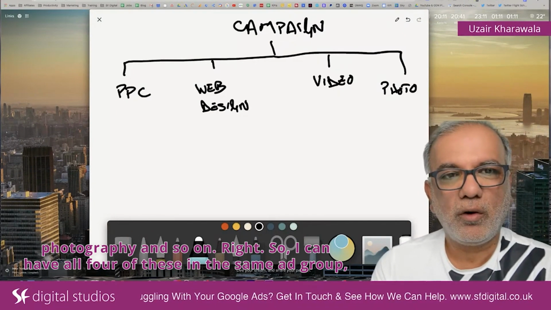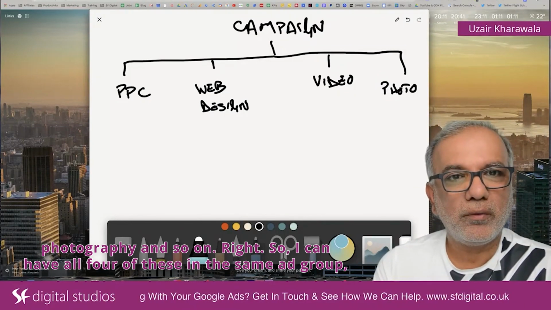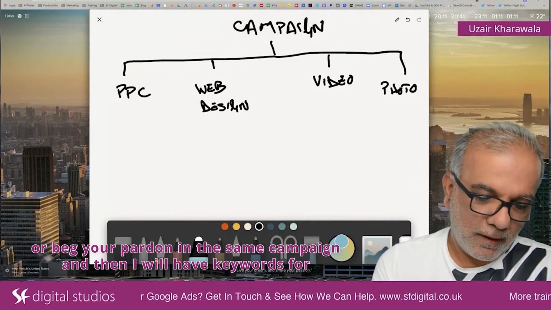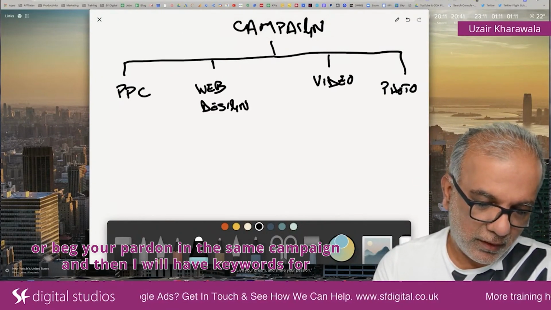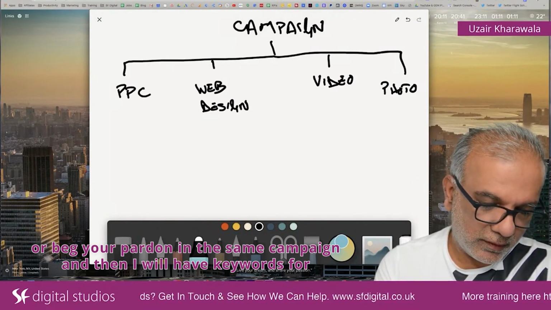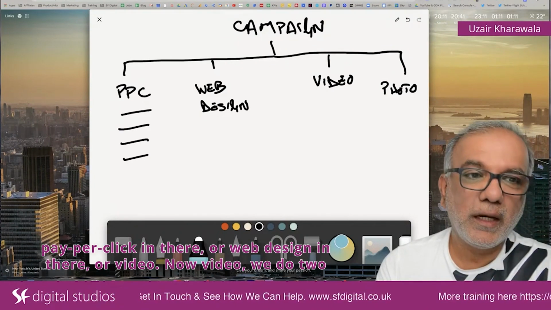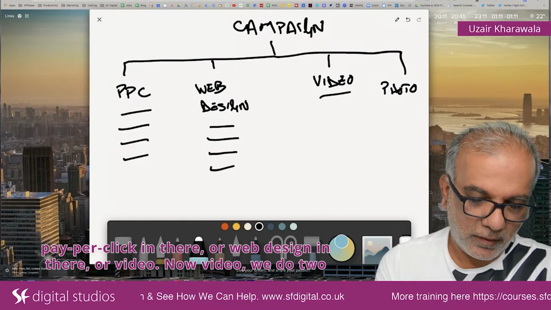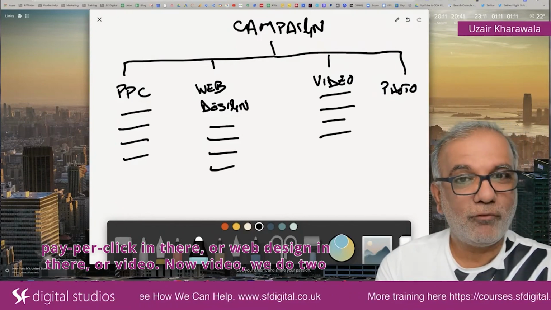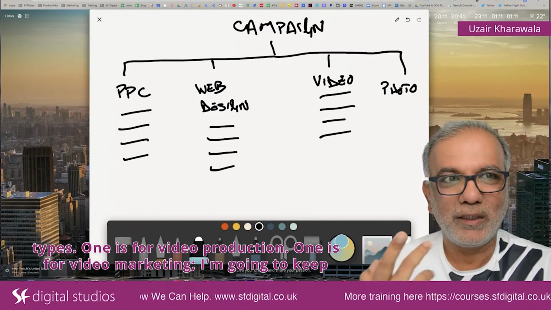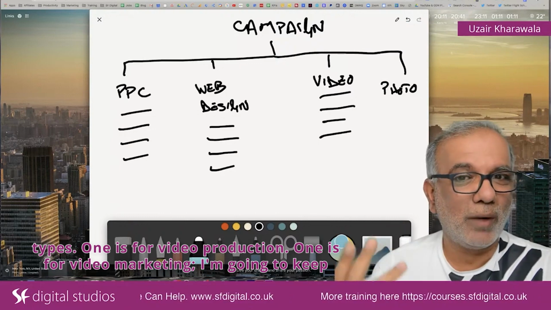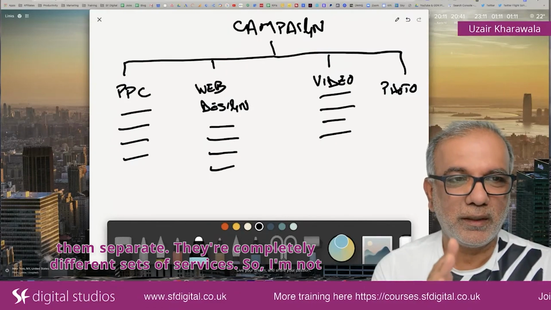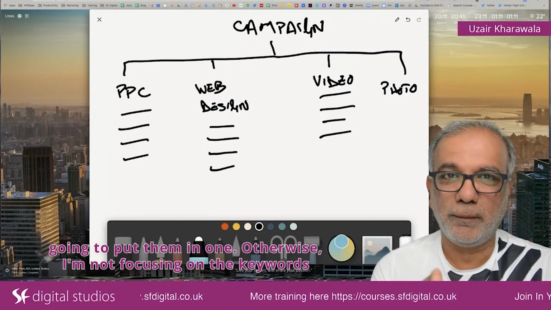So I can have all 4 of these in the same ad group, or beg your pardon, in the same campaign. And then I will have keywords for pay-per-click in there, for web design in there, for video. Now video, we do 2 types. One is for video production, one is for video marketing. I'm going to keep them separate.